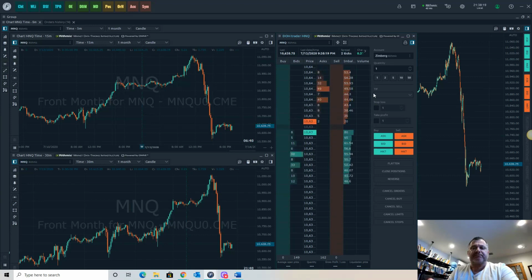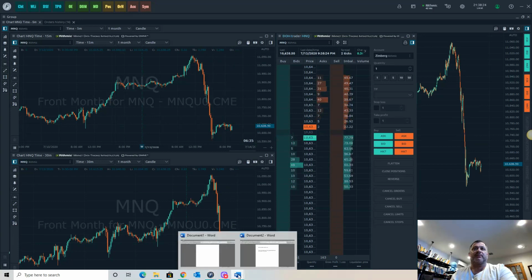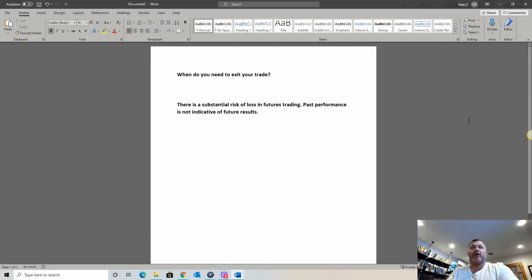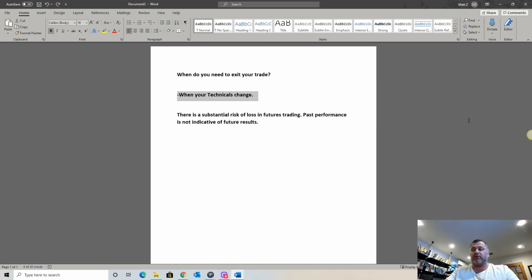But the question is, what makes you exit a trade? So let's look at that. So I prepared this. When do you need to exit your trade? So scenario 1 is when your technicals change. It means that your technical analysis that you use, whatever it is, support, resistance, moving averages, RSI, those typical kind of things have changed. Or if you use statistical analysis, quantitative analysis, basically whatever made you enter the trade is no longer there. So that's one concept of exiting a trade.